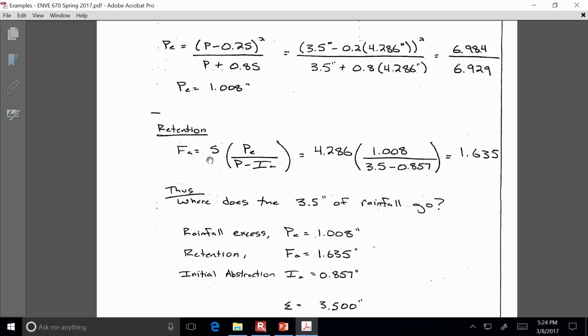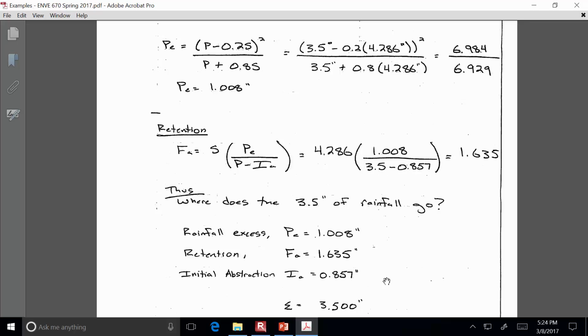And so what the retention is doing is it's saying, based on the ratio of the precipitation excess and the precipitation depth that there was, we'd expect 1.6 inches approximately to go into the retention. So it all adds up. There's balance. But the NRCS method, it all depends on having an accurate guess of the curve number.